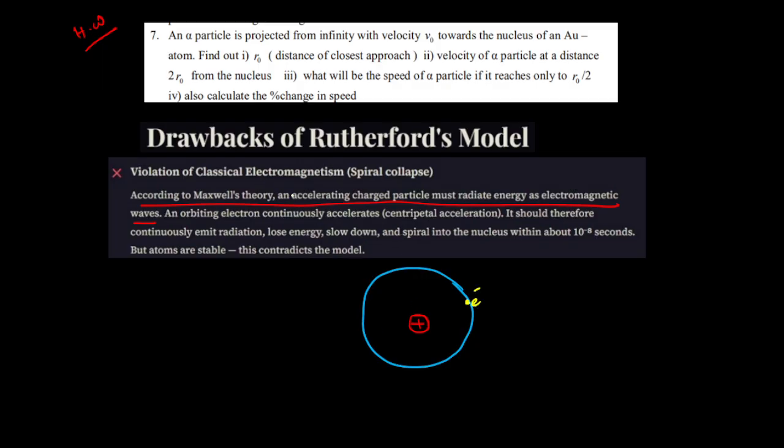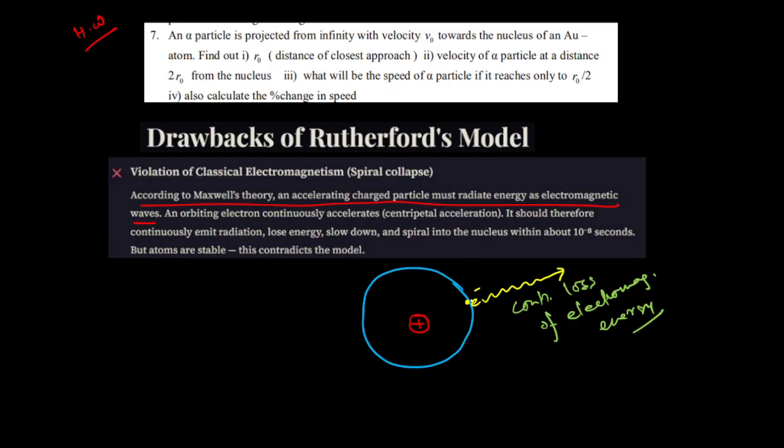Now, as per Maxwell, when a charged particle is revolving around another charge, this is an accelerating charged particle. This electron is an accelerating charged particle. So as per electromagnetic theory, it must radiate energy as an electromagnetic wave, as per classical physics or Maxwell's theory. Now, if the electron continuously loses energy, this continuous loss of electromagnetic energy, so if it loses energy, can I say it will be tired, and now what will happen?